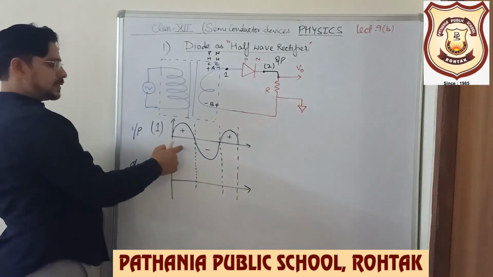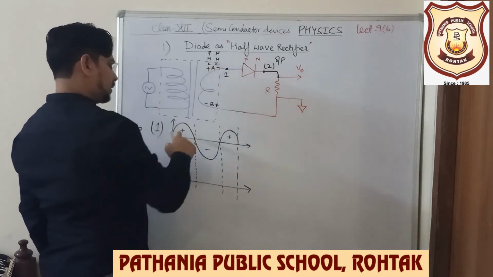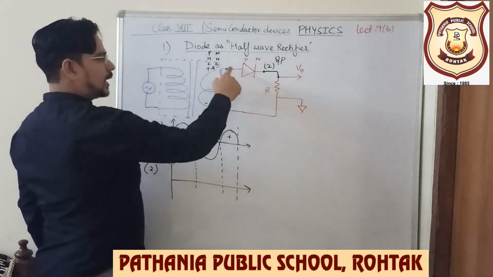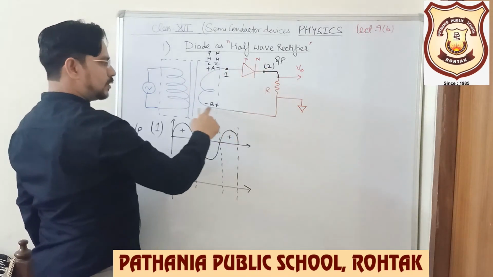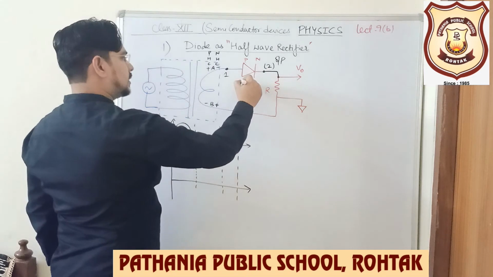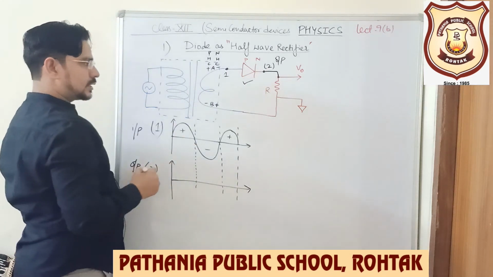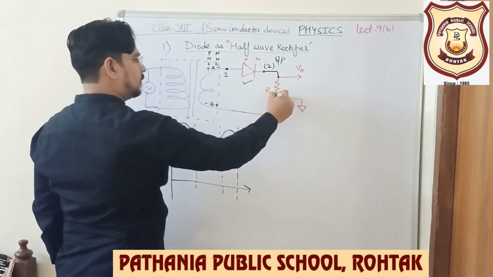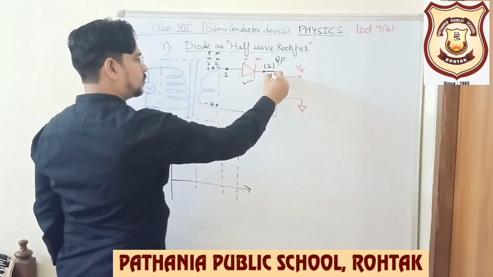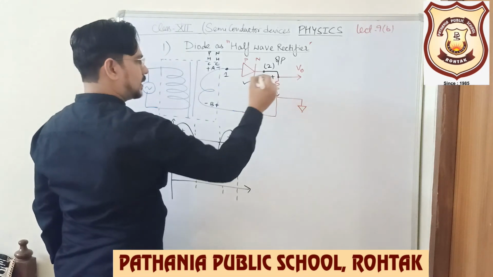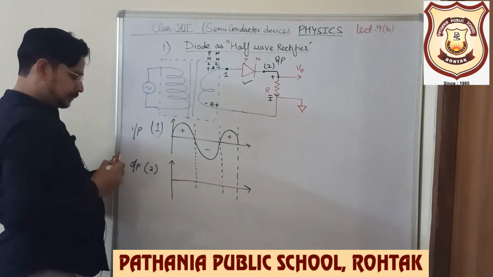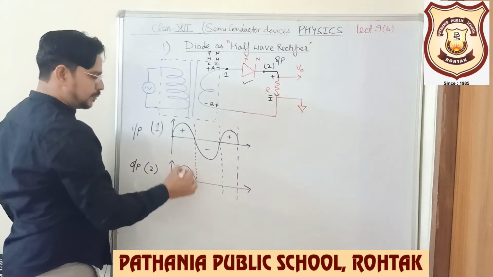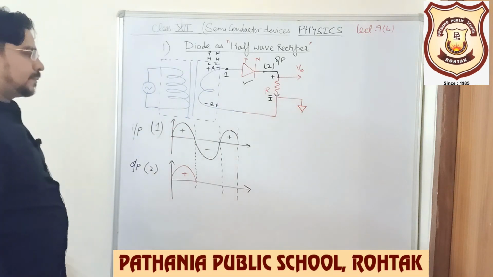Okay, so let us focus on the first positive half cycle. When the positive half cycle comes, you can see the P type of the diode is connected to positive and the N type of the diode is connected to negative. So your diode is in forward bias and it will conduct. If it conducts, this voltage will appear across resistance R, and current I will flow through the circuit. This point is going to be positive and this point is going to be negative. So you will get the output here. The same positive cycle will come in the output.